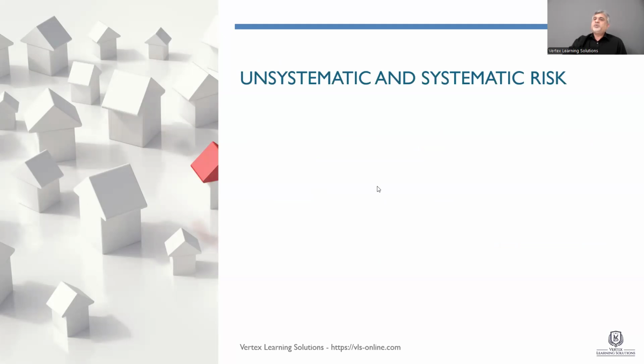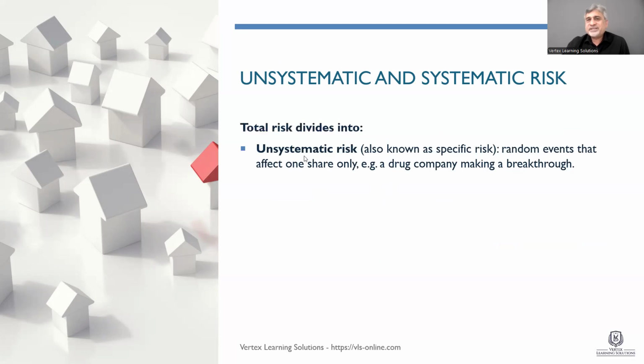First, we say that there are two types of risks: unsystematic and systematic. So total risk is divided into unsystematic risk, also known as specific risk. These are the random events that affect one share only. Example, a drug company making a breakthrough. So remember that unsystematic risks are associated with one company, with one share. It's a specific event.